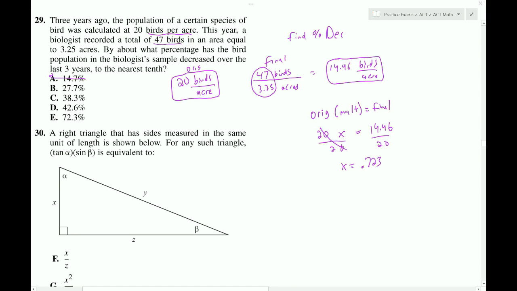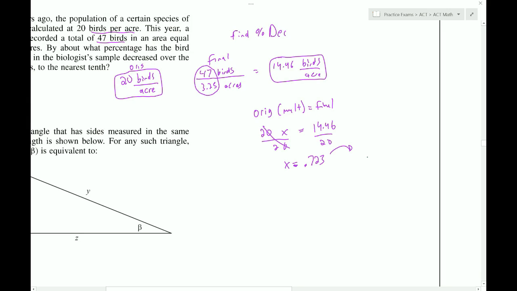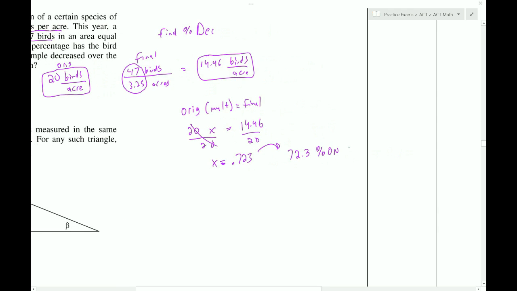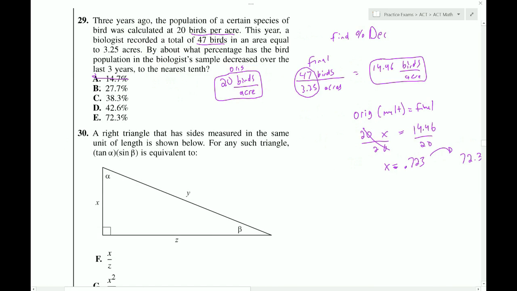Now we have to interpret what this multiplier means. The multiplier corresponds to the percent on, so 72.3% on. Then we could further interpret this with a percent off if we take it away from 100. So 100 minus this would give us 27.7 or so. So it's 27.7% off, which is the percent decrease that we measure.